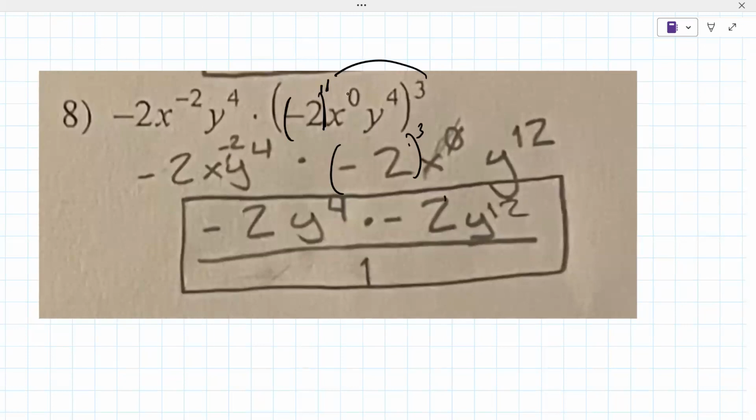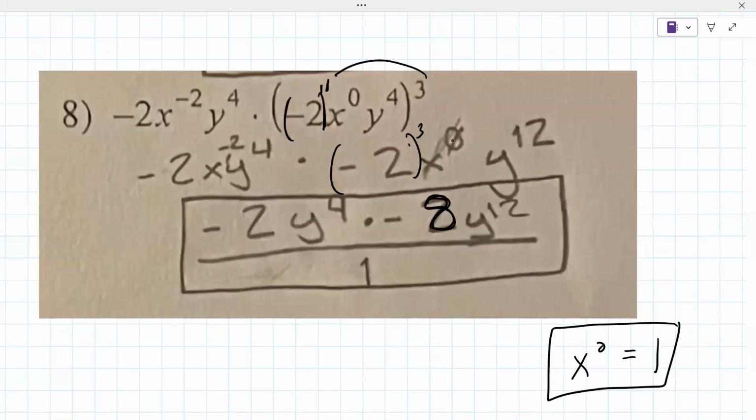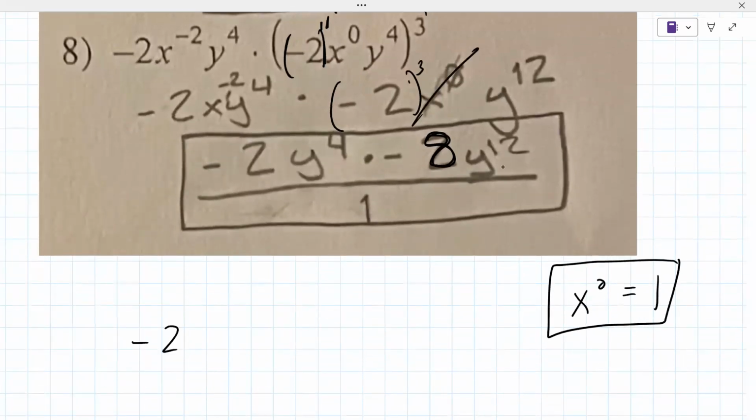Because what that does is it affects this number, it becomes -8. And then we didn't cover this one yet, but x to the 0 power is 1, or anything to the 0 power is 1. That's good. That's maybe why you kind of got it crossed out. So what I see here, and let's start with this, is -2x to the -2 power, y to the 4th times -8. Well, it doesn't have to be in parentheses. Let me just not do that. Times -8 y to the 12th.